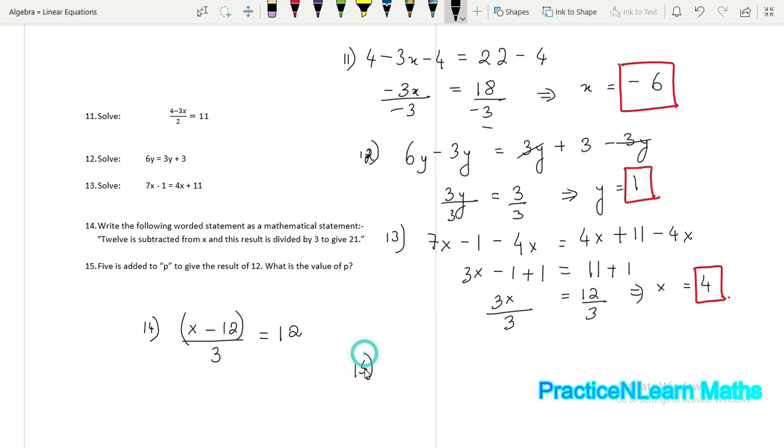Sum number 15. 5 is added to p to give the result of 12. What is the value of p? So, p plus 5 is equal to 12. Now we subtract 5 from both sides. That gives us p is equal to 7. That's the answer.